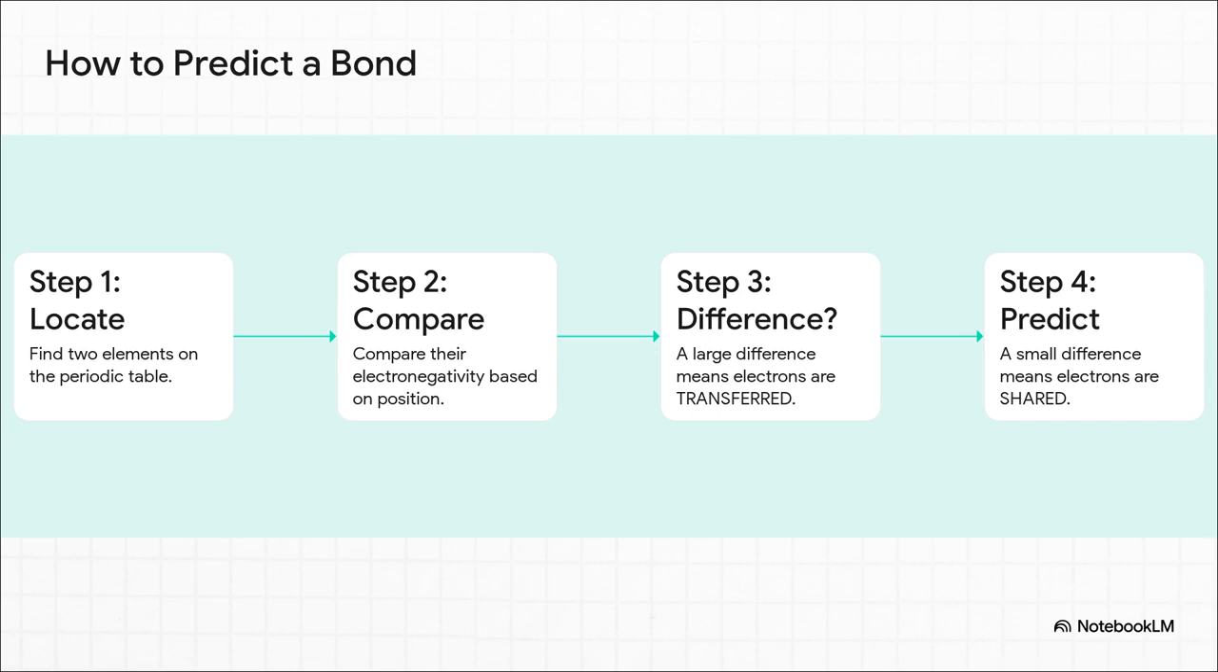If one is on the far left and the other is on the far right, they're going to have a huge difference in electronegativity. The bully on the right will just steal the electron from the weakling on the left. That's called an ionic bond. But what if the two elements are close together, like two nonmetals on the right side? Well, their pull is pretty similar. Neither one can win, so they have to share the electrons instead. That's a covalent bond. You can predict all of this just by looking at their positions.